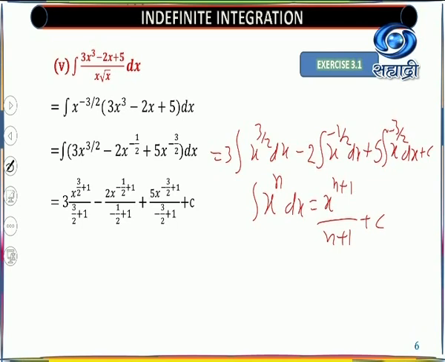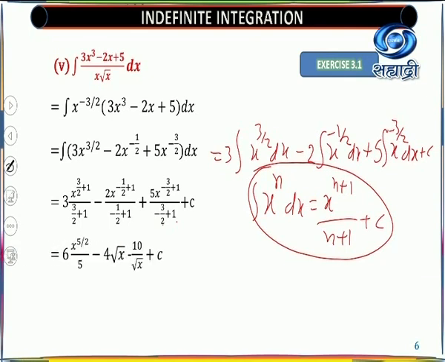So every time we'll see that x raised to 3 by 2 plus 1 upon 3 by 2 plus 1, minus 2 into x raised to minus half plus 1 upon minus half plus 1, plus 5 into x raised to minus 3 by 2 plus 1 upon minus 3 by 2 plus 1, plus constant of integration. We are using this formula here. So now we need to simplify. So if you simplify this, what you will get, that we need to see here. After this, what will happen?